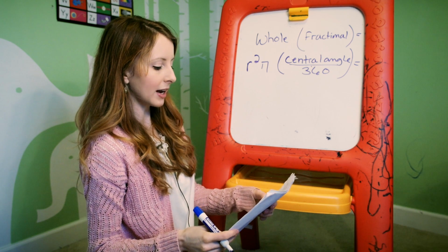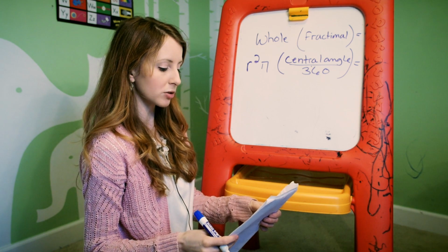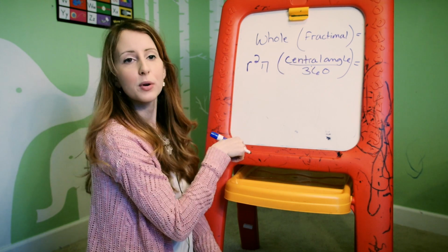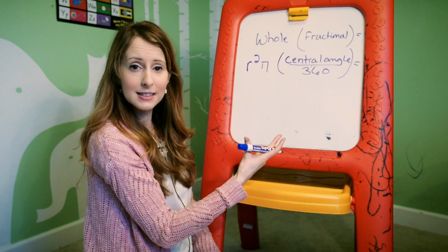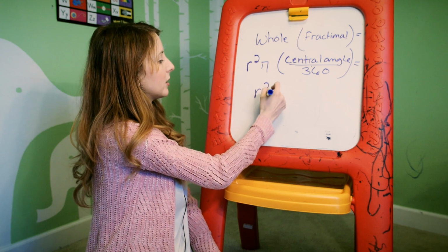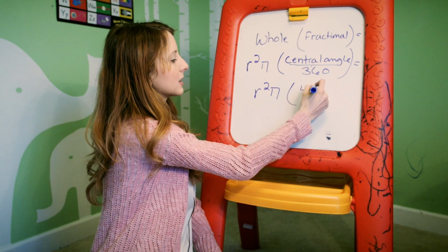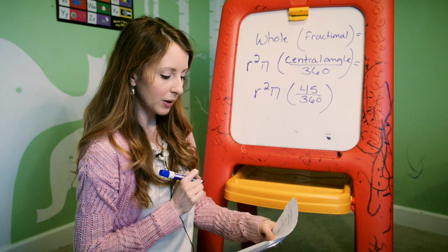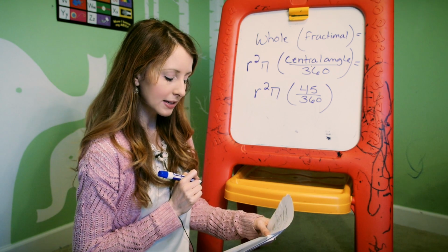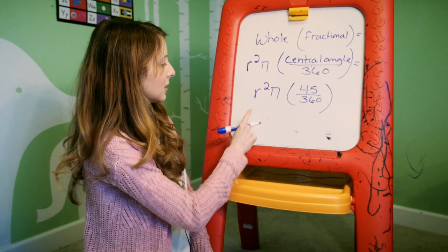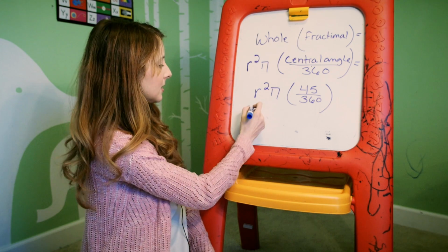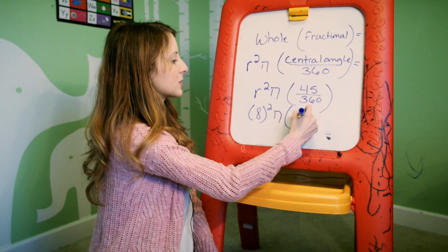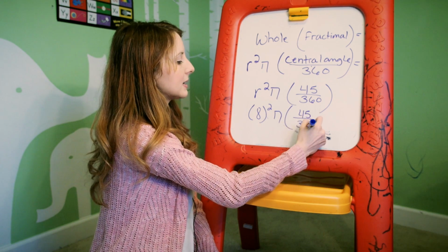All right, so it says to find the area of a 45-degree sector of a circle. So the 45-degree sector of the circle tells us that 45 degrees would need to go there as a central angle. So let me fill in what I know. It's going to be 45 over 360. And then if I keep reading, I can see that the radius of the circle is 8 inches. So I'm going to plug 8 in for radius, obviously. 8 squared times pi times 45 over 360.